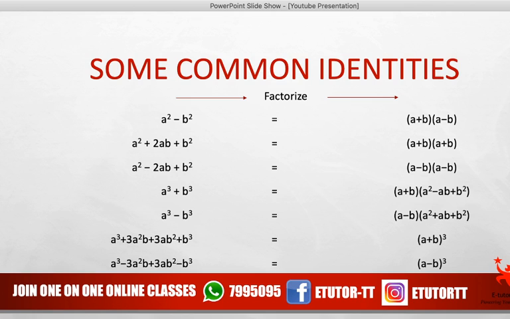A to the power of 3 plus b to the power of 3 is equal to, in brackets, a plus b times a squared minus ab plus b squared. A cubed minus b cubed equals a minus b, and in brackets, a squared plus ab plus b squared. A cubed plus 3a squared b plus 3ab squared plus b cubed equals a plus b to the power of 3. So all cubed. a cubed minus 3a squared b plus 3ab squared minus b cubed equals, in brackets, a minus b cubed. So all of these are just common identities.